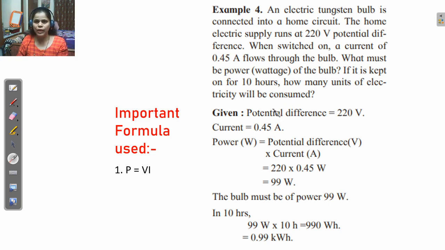If we have to calculate this power for 10 hours. So for 10 hours we can multiply the 10 into the 99. So we got the 990 watt hours or 0.99 kilowatt hours if we convert it into the kilowatt hours. That means we have to divide by the 1000. So this is our answer. I hope you understood. Got it?